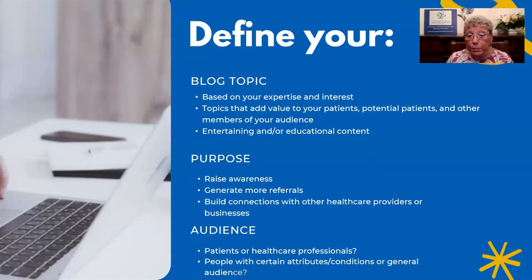So getting started on writing a blog, one of the first things you want to do is figure out what you want the blog to be about. It should be based on something having to do with what you do, not only because you'll be able to evaluate the content, but also because that's what you want to write about anyway, if you want to attract people to your practice or your business. It should be topics that add value to your patients, your potential patients, members of your audience, and it should be entertaining or educational content. You don't want it to just be promoting yourself.